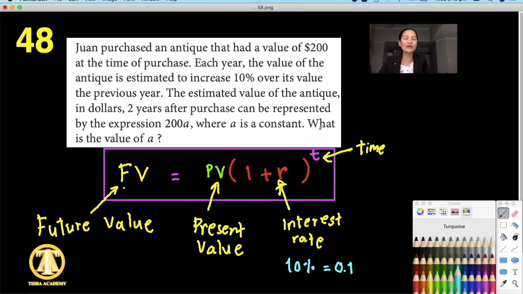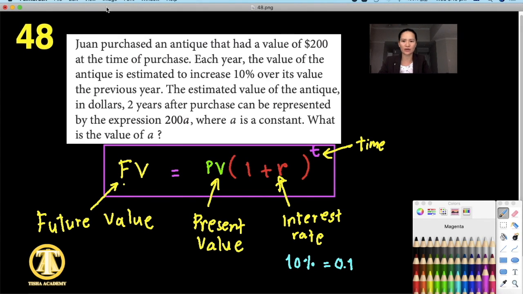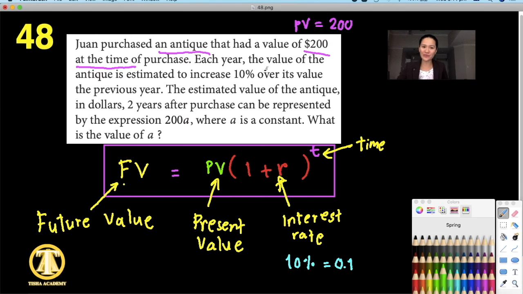Okay, now we're going to analyze the equation together. John purchased an antique that has a value of 200. At the time means right now, so that means PV, present value, equals 200. And what else do we know from here? Look at this one carefully, guys. The value of the antique increased 10%. You know straight away that R equals 10%, which is 0.1.